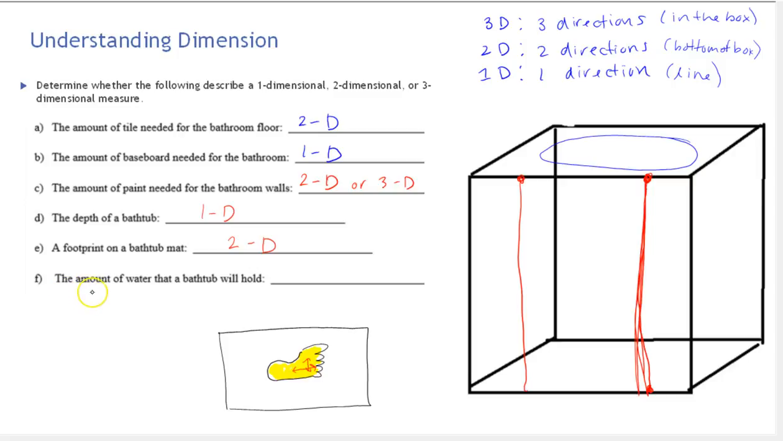And finally, we're asked about the amount of water that a bathtub will hold. Well, here's our bathtub. So maybe this is an amount of water. Notice the amount of water has 3 dimensions. When you first fill the tub, it fills along the bottom, which is these 2 dimensions, but the water also fills up. So it covers the entire surface of the bottom of the tub, and then it starts filling upwards, which is the 3rd dimension. So the amount of water that a bathtub will hold is 3-dimensional.